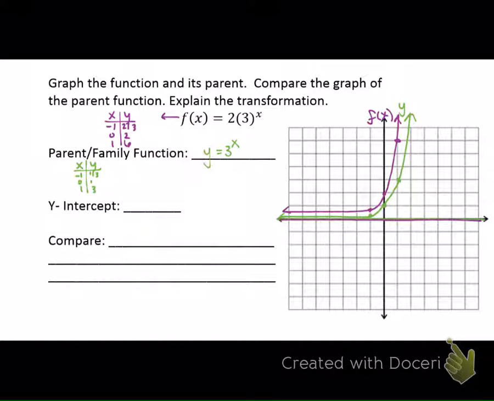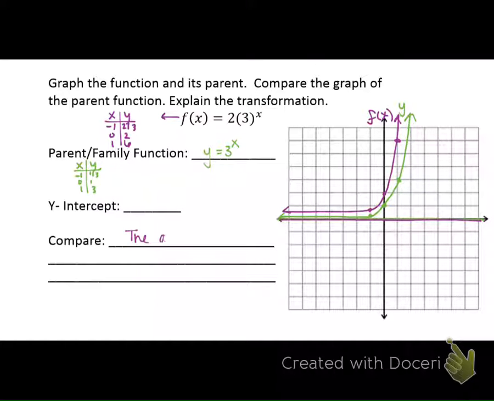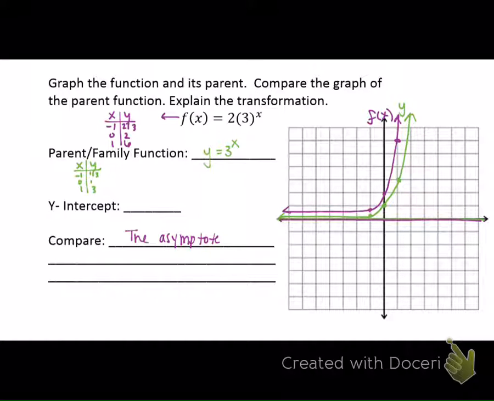Where do you think that 2 came from? Where did that 2 come from? Yeah, from that a value. Very good. So the asymptote remains the same, but y values are multiplied by 2.